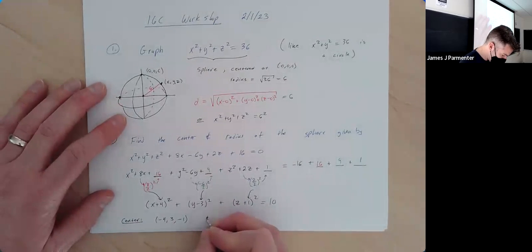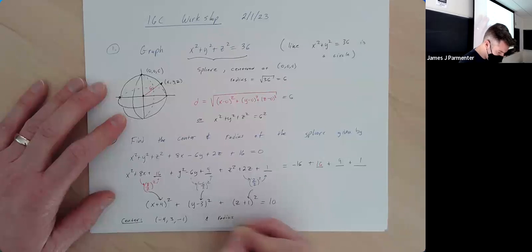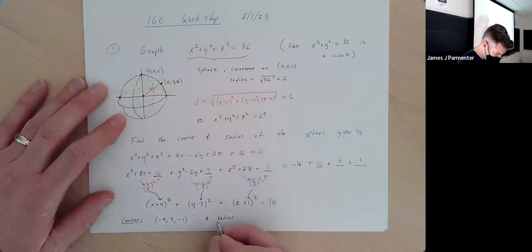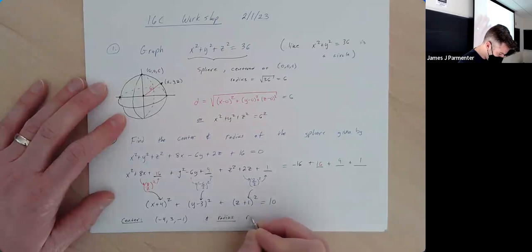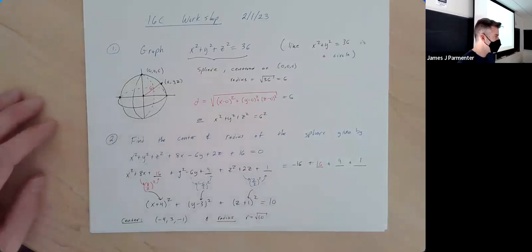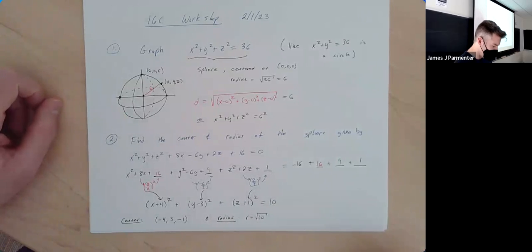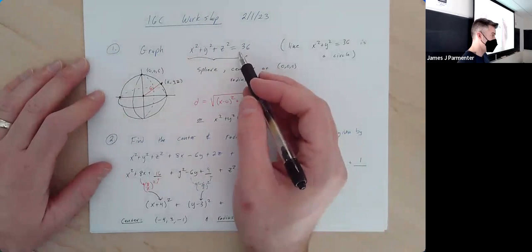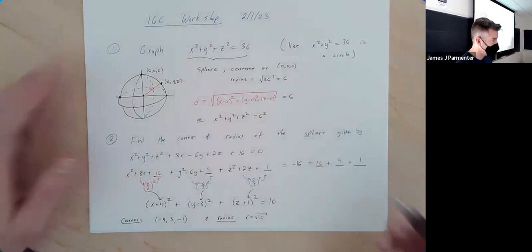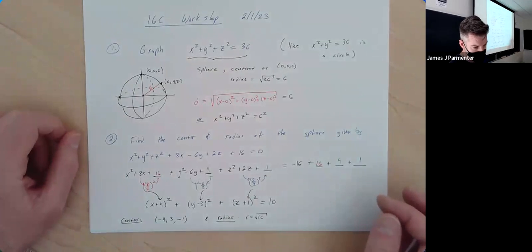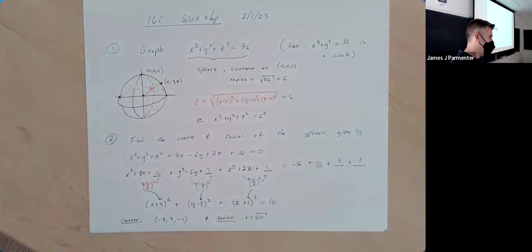And the radius is going to be the square root of this number over on the right-hand side. So we're going to get R equal to the square root of 10. Just like over here, the radius was equal to the square root of 36, which was 6. Cool. Spheres, kind of interesting. They come up relatively frequently, so they're worth mentioning.